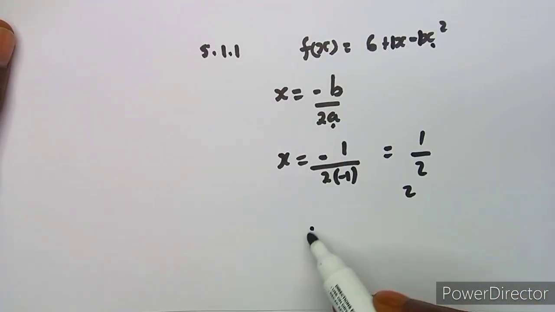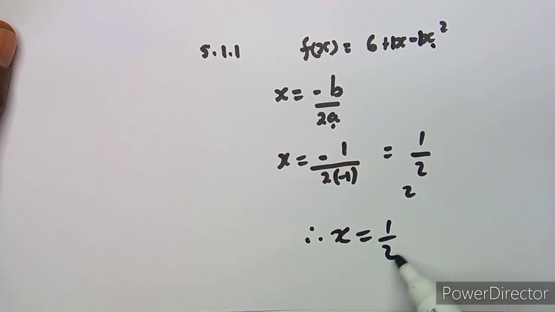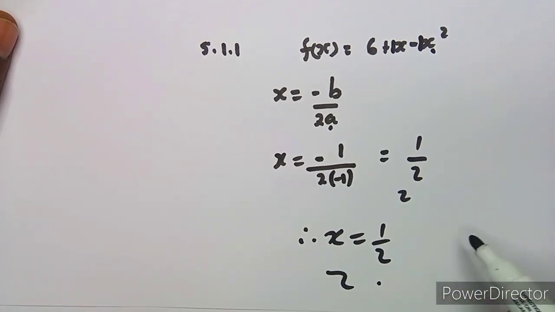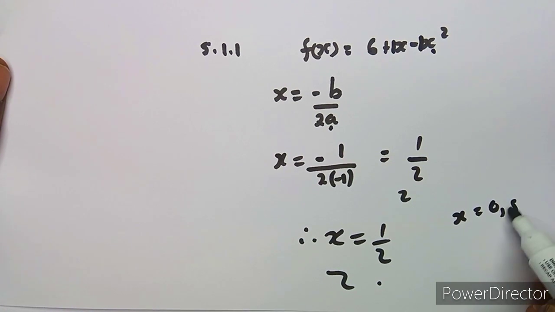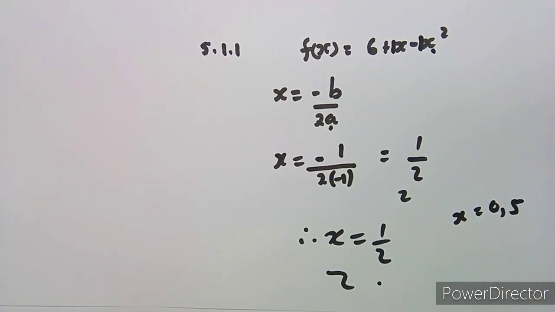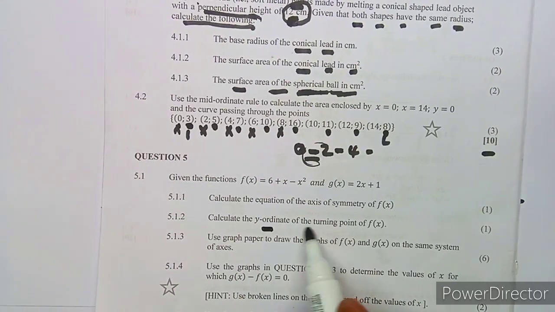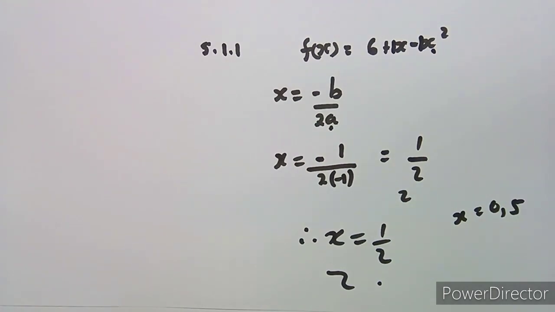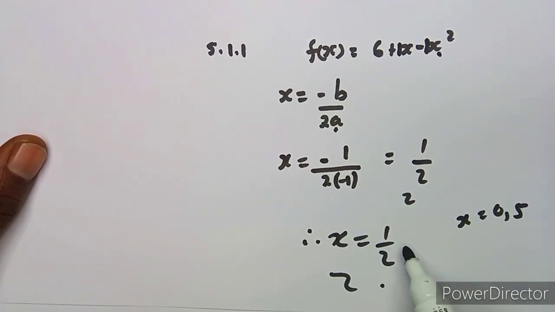So it's going to give us 1 over 2. So it's actually x is equal to 1 over 2, which is positive, or 0,5. X is equal to 0,5, depends on how you are going to answer it. Then calculate the y-ordinate of the turning point. Remember, at the turning point, the y-ordinate corresponds with the value of x at the axis of symmetry.